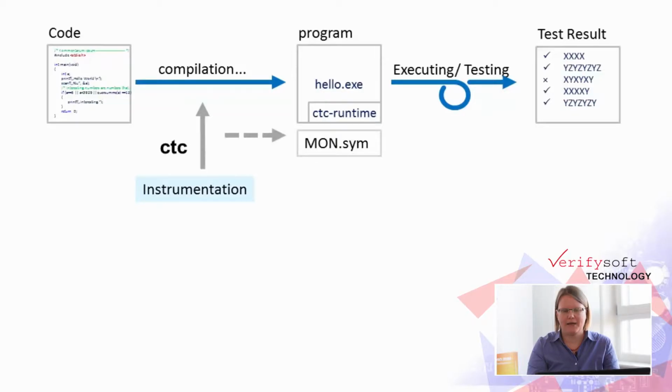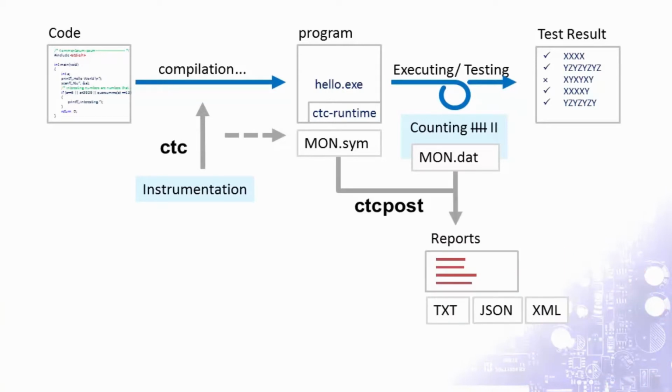Additionally, during the compilation and the linking phase, a CTC runtime is added to your program. And this CTC runtime takes care in the next steps that the actual counting takes place. The result of this counting phase is written to a special file. We call that mon.dat, but you don't need to take care about that at the moment. And with the information available from these two phases, you are able to build several kinds of reports.